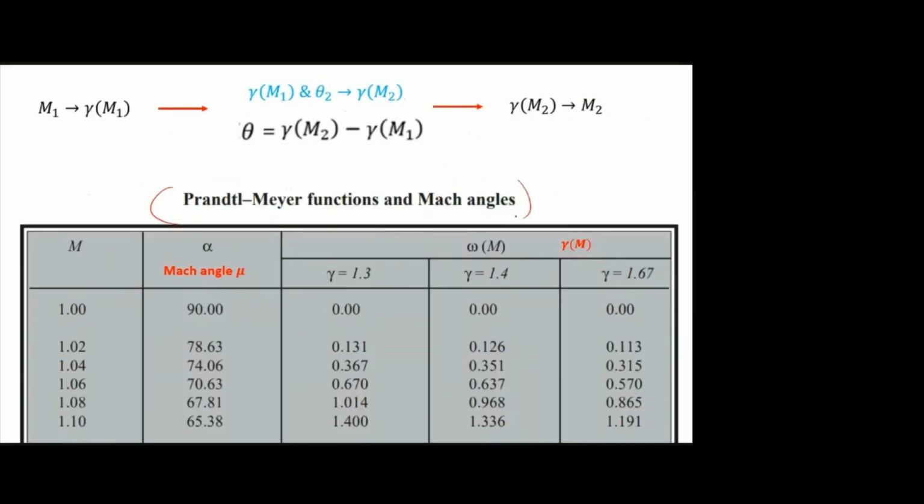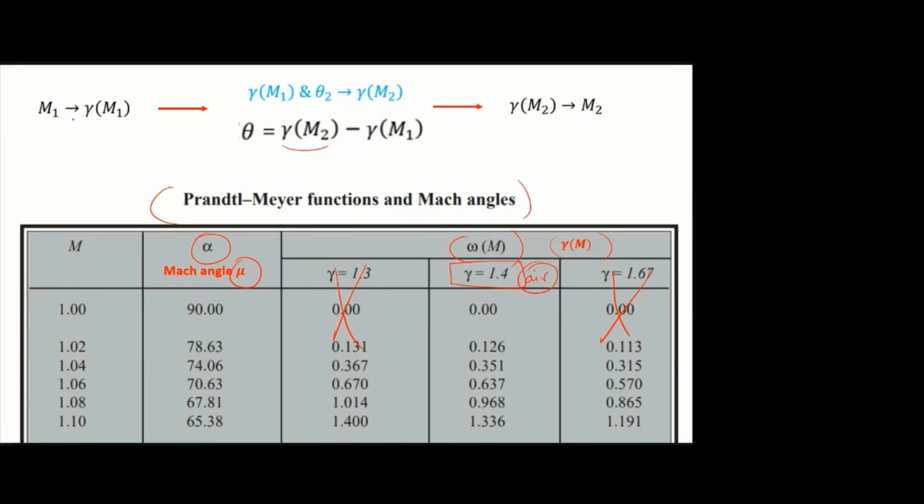This is the Prandtl-Meyer function table that you can find in the gas table book. Here Mach wave angle we used to mention as mu, but there they mention as alpha. And Prandtl-Meyer function we mention as gamma m, they mention as w or omega m. This is Mach wave angle, this is Prandtl-Meyer function, and we are dealing with air, so we have to take gamma equal to 1.4. This is for air. You can neglect these two sides.